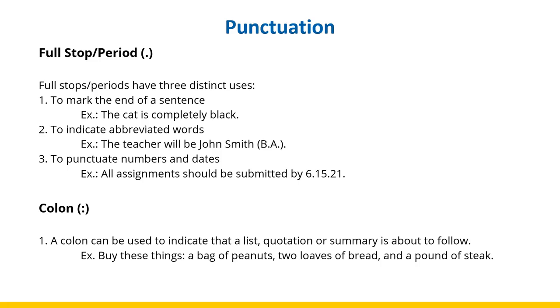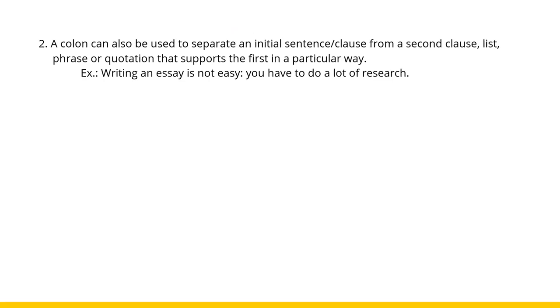And the next punctuation we have is a colon. A colon can be used to indicate that a list, quotation, or summary is about to follow. So for example: buy these things: a bag of peanuts, 2 loaves of bread, and a pound of steak. So do you see how we have a colon after "buy these things," and then a list of 3 items: a bag of peanuts, 2 loaves of bread, and a pound of steak. So that's when we use a colon in the first case.